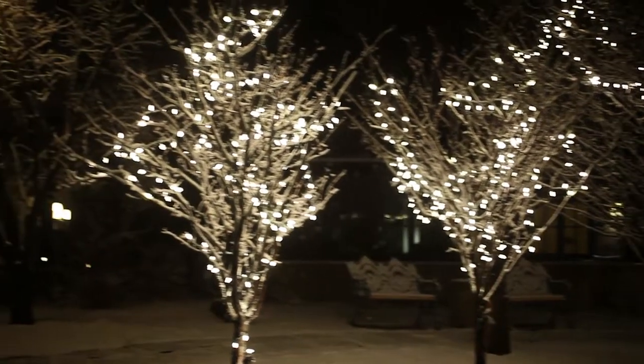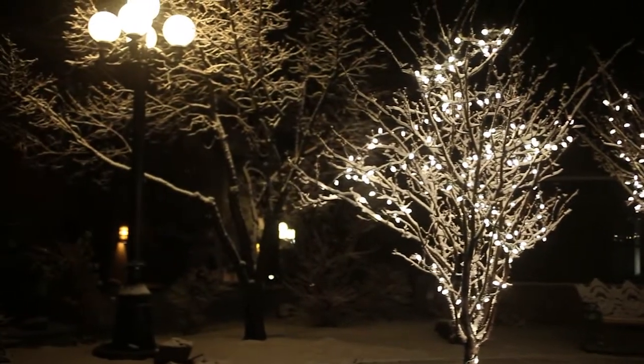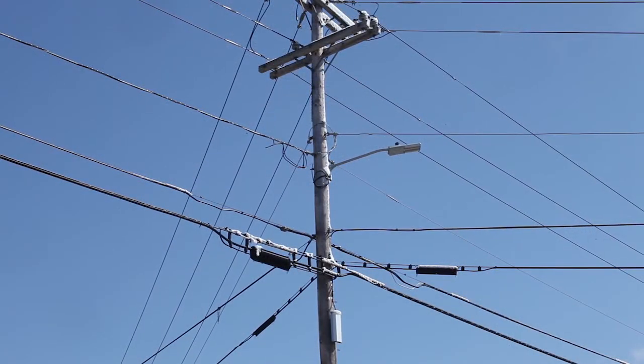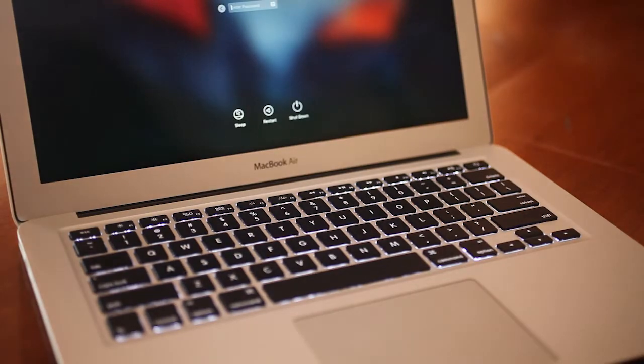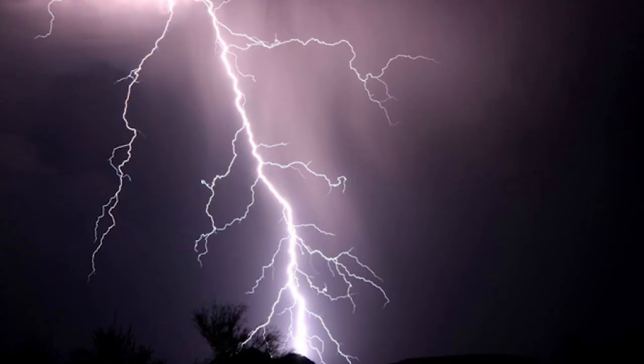Electromagnetic energy is all around us, and we use it every day. It's carried through power lines in the form of electricity. It's used every time we turn on a computer, and it's even in lightning.